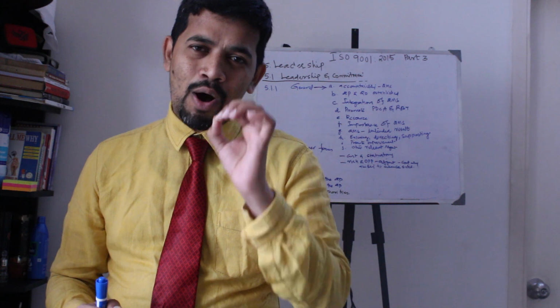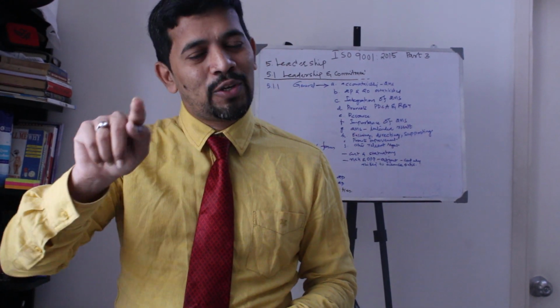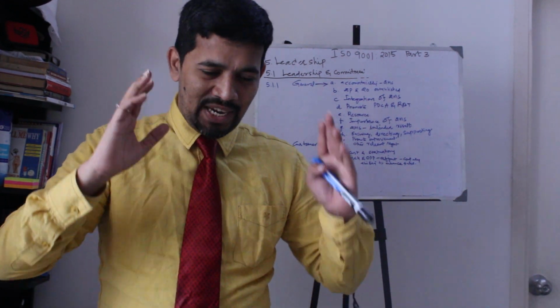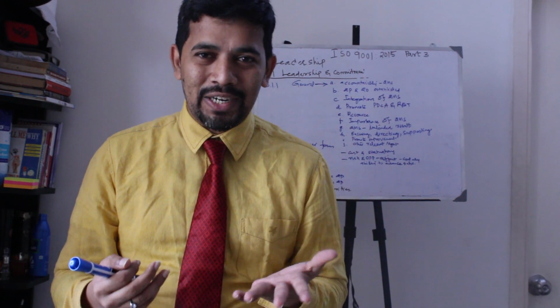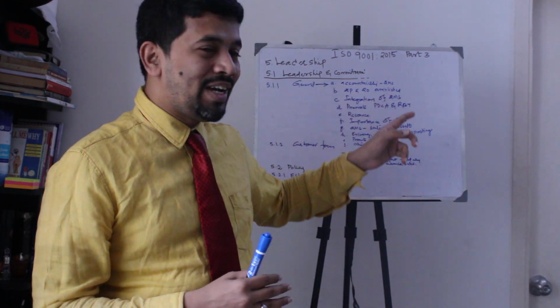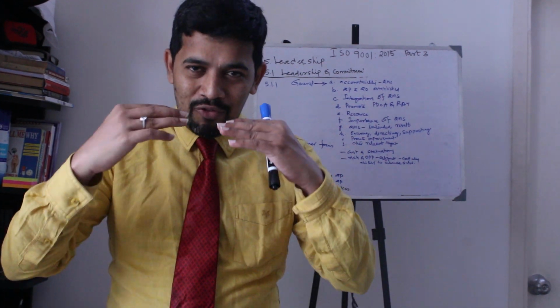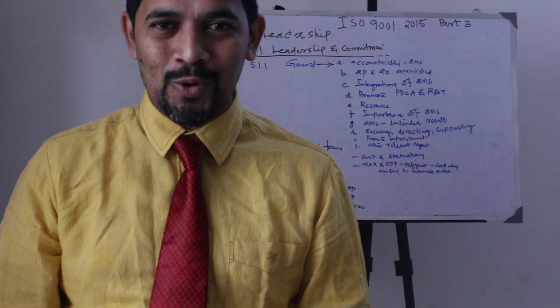The first and foremost item they have given is accountability for the effectiveness of the quality management system. The word accountability means taking full responsibility, taking full ownership. This is called accountability, right? So not only accountability for the effectiveness of the quality management system, but also making sure it can be enhanced, continually improved, and so on.